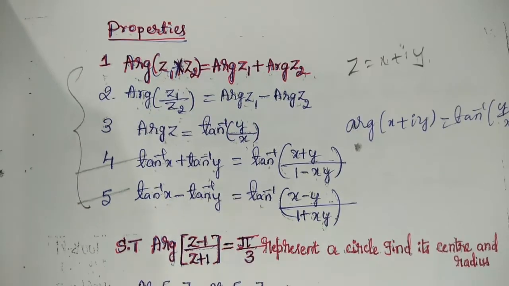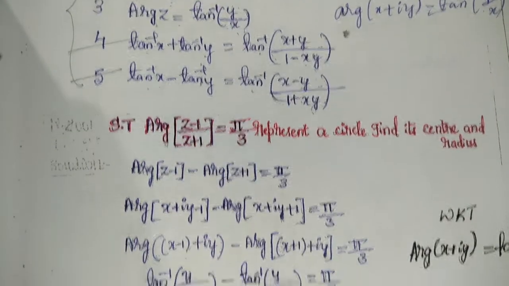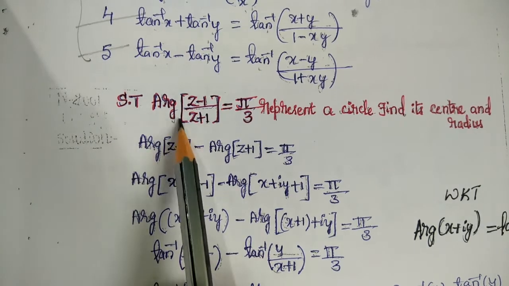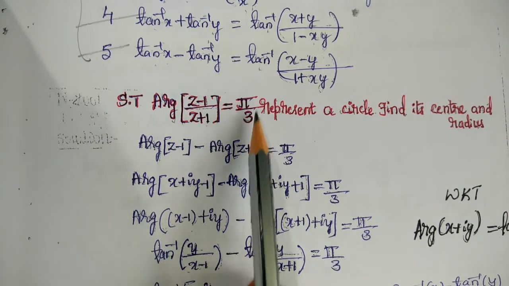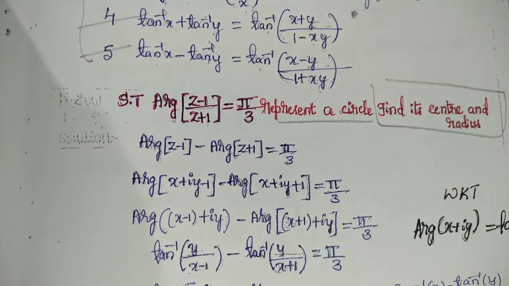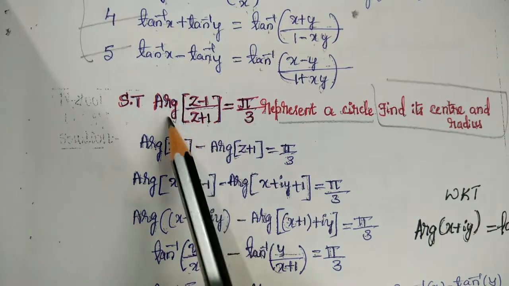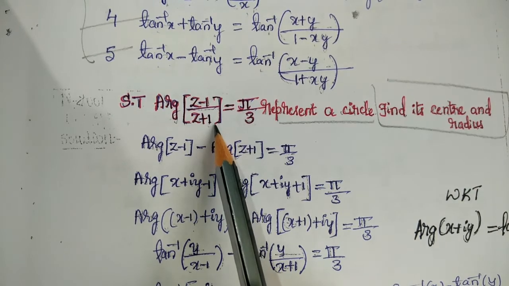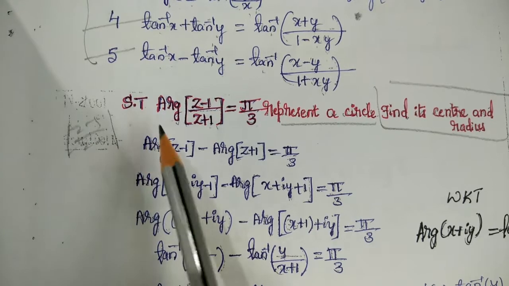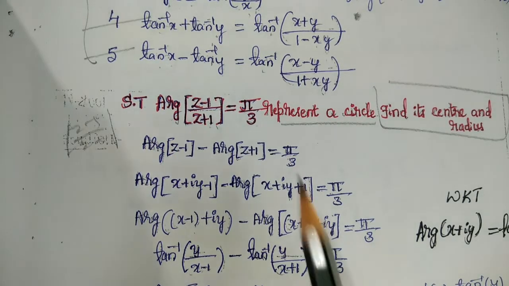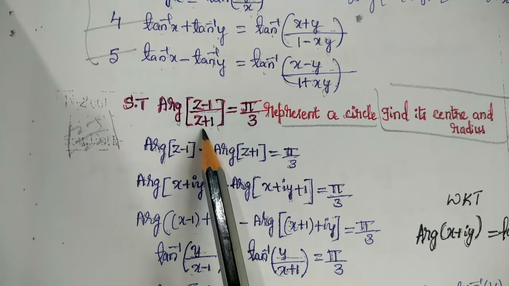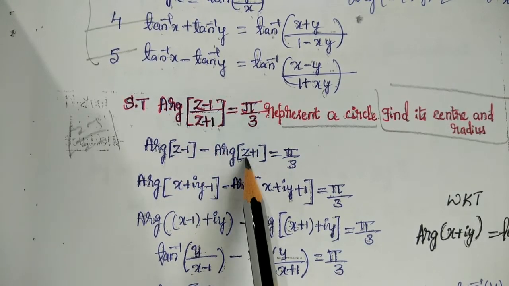Okay, so this is a very important problem. Please concentrate on this problem. So show that arg of z minus 1 by z plus 1 is equal to pi by 3 represents a circle. Find its center and radius. This is the question. So here they give an argument of z minus 1 divided by z plus 1. But in the previous problem they gave a modulus of z minus 1 by z plus 1 is equal to some value. So just substitute the property: arg of z1 by z2 is what? Arg of z1 minus arg of z2.